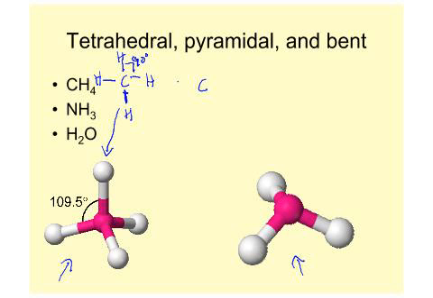The way you need to be able to recognize these as being drawn is like this. Okay, so I think you can tell that this leg right here is fading in the background. That's why this is a dashed line. And then this one's coming out at you, which is why this is a wedge, and this one's in the same plane as the paper, which is why that's a regular line. Okay, now NH3.